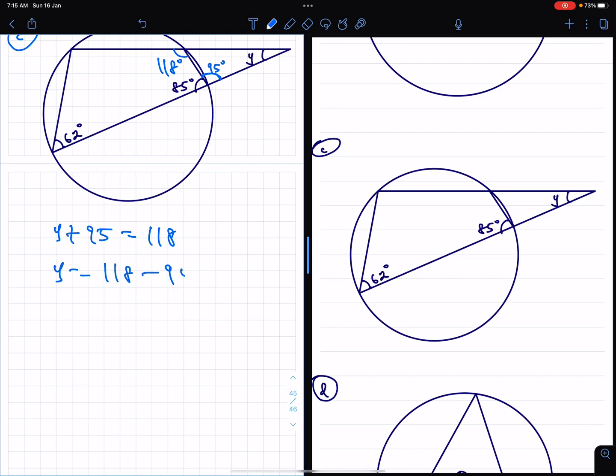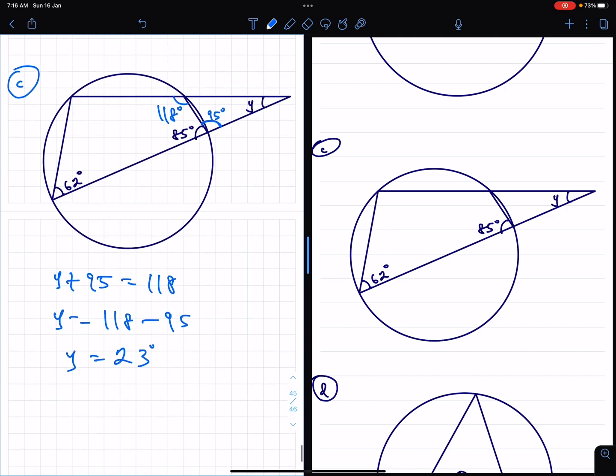That means y equals 118 minus 95, and 118 minus 95 is equal to 23 degrees. That means y equals 23 degrees.